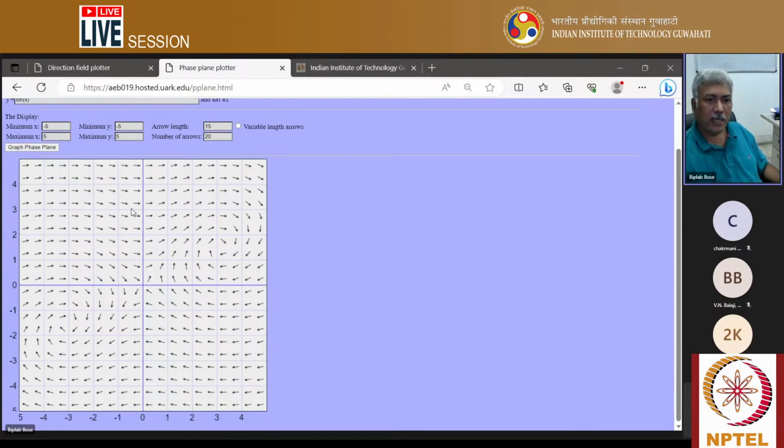You get this type of plot, and if you click on any point, you will get one trajectory. In this case, suppose I start at x equal to 0 and y near 2. I will have this red trajectory, which will collapse after spiraling because I have a spiral sink type steady state. We have discussed the spiral sink in one of our lectures.